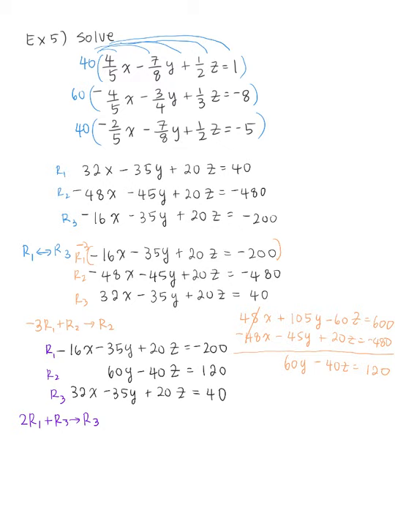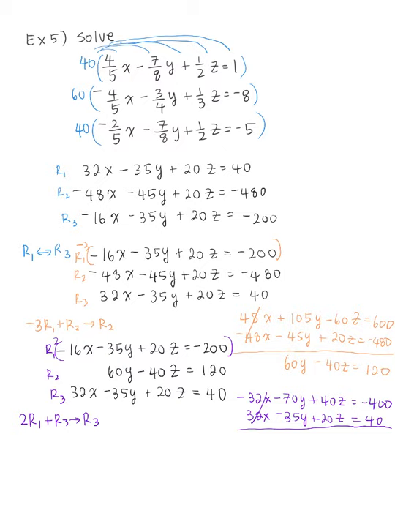All right, so then if I do that, what are we going to get? So here you're going to have 2 times row 1. So I'm going to multiply this by 2. So then what we're going to get is negative 32x and then minus 70y and then plus 40z equals negative 400. Row 3 is 32x, sorry, and then minus 35y plus 20z equals 40.